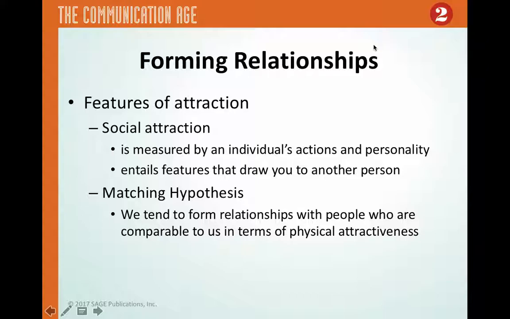There's also social attraction and matching hypothesis. Social attraction is basically an individual's actions and personality. This entails features that draw you to another person, basically what it is about the way that they talk, the way that they interact, the way that they behave in society, the way that they behave in groups, the way that they act in front of their friends, what it is about them, and how they behave that attracts you to them. And the matching hypothesis says we tend to form relationships with people who are comparable to us in terms of physical attractiveness.